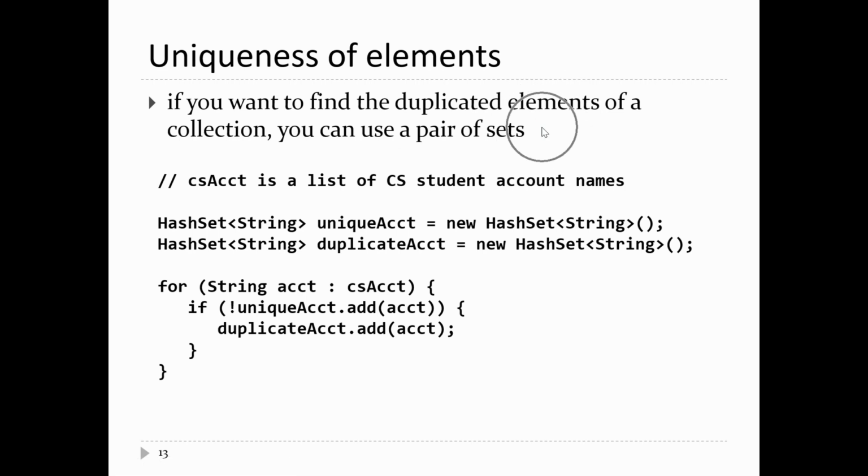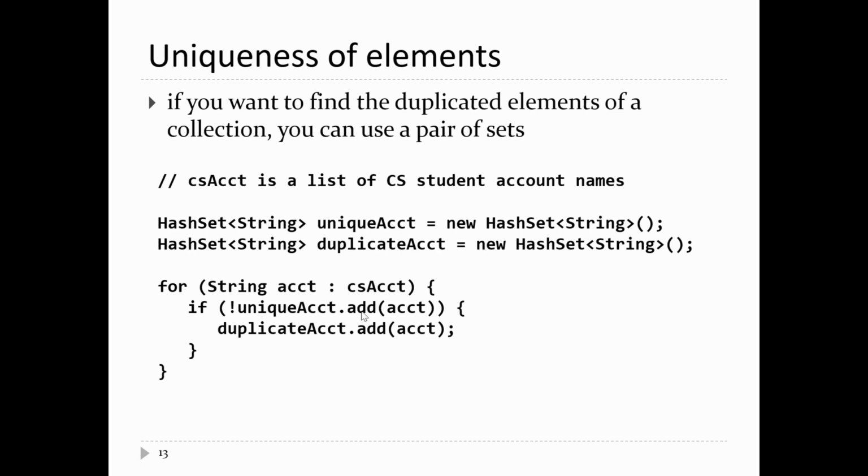All right, so I can find all of the unique account names. Is there a way to find all the duplicated account names? The answer is sure, yes you can. Use two sets. I make a set of unique names, and I make a set of duplicate names. Now I loop over the original list, CS account, that's my list of account names.